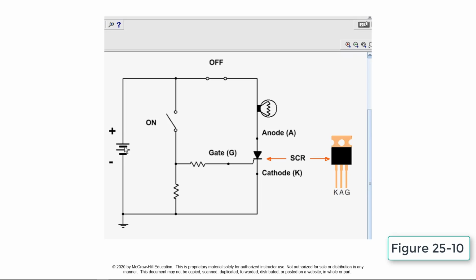Once the SCR is on, it stays on even after the gate voltage is removed. The only way to turn the SCR off is to reduce the anode-cathode current to zero by opening the off switch to remove the source voltage from the anode-cathode circuit. The simulation is turned on to observe the control operation of the SCR.